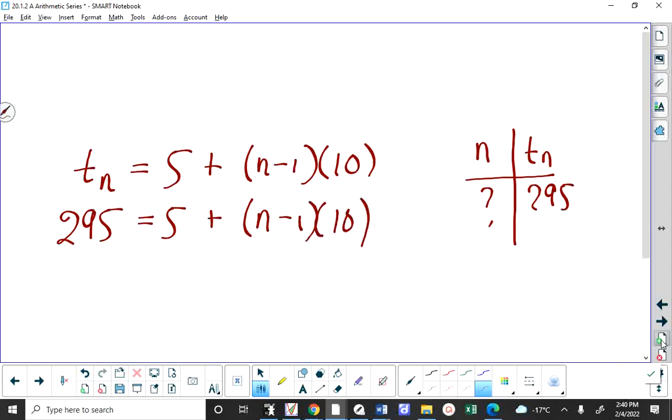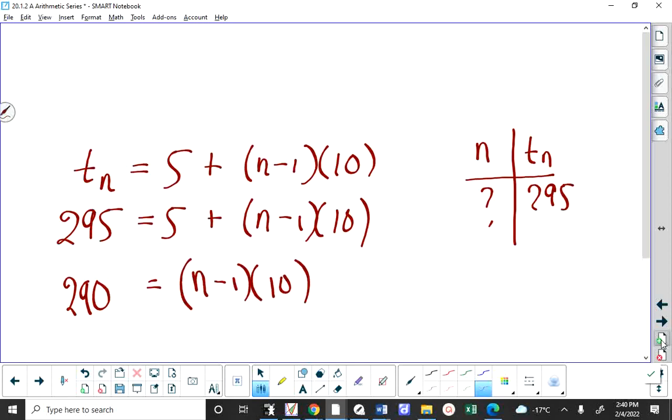And when I do it this way, I'm never going to multiply this 10 through. I'm not going to need to. I'm going to subtract 5 from both sides first. When I do that, I get 290 equals n minus 1 times 10.